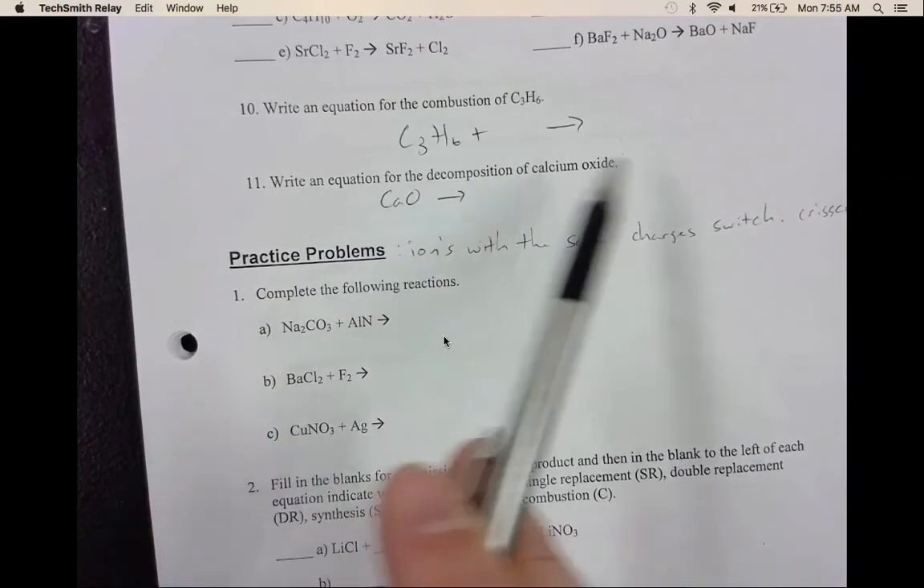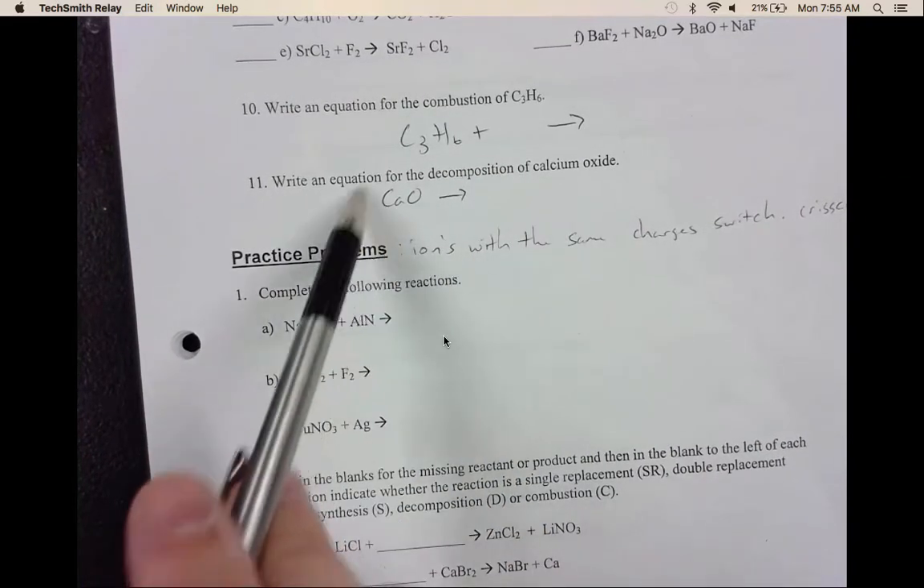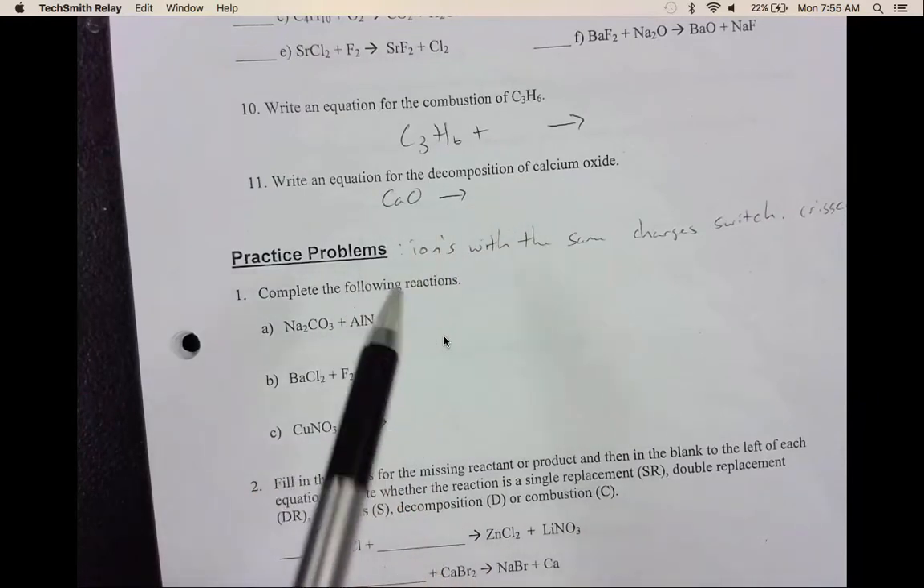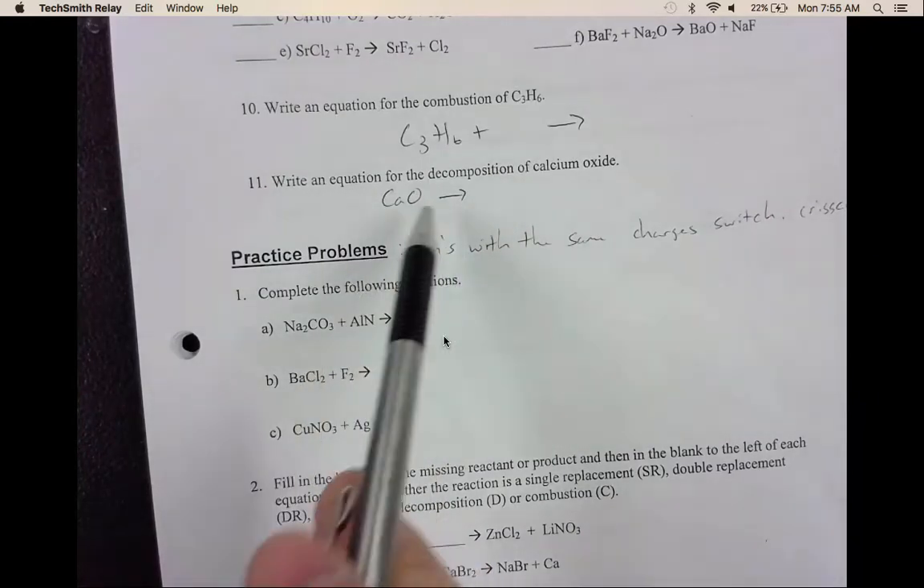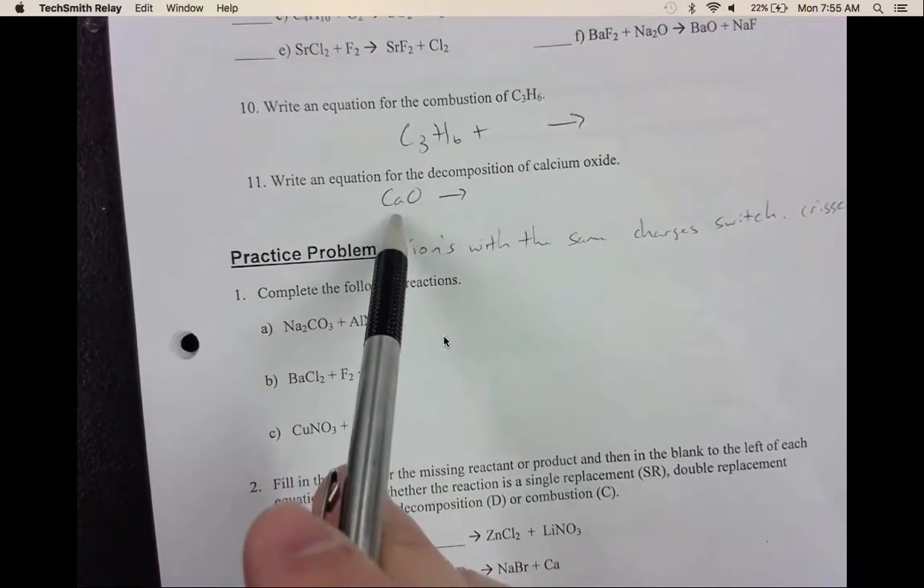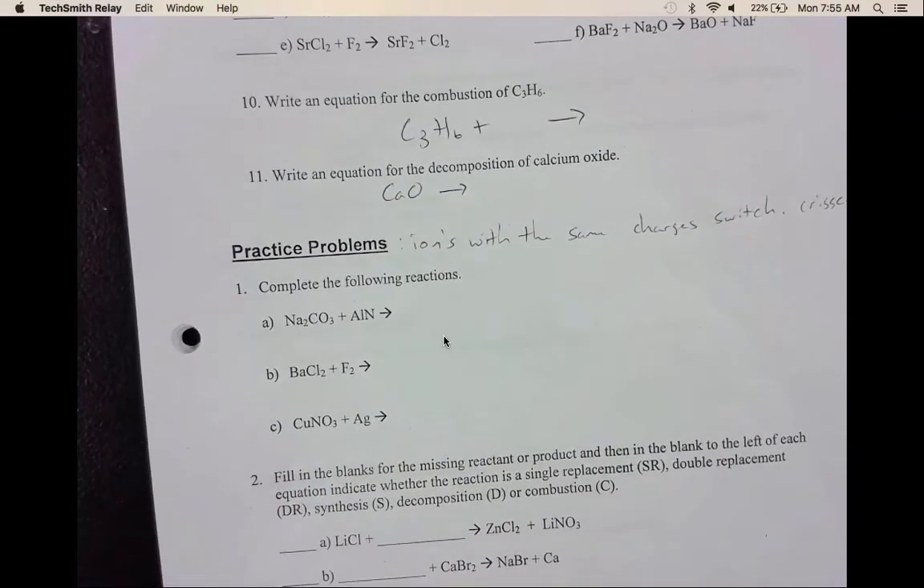Remember, it tells us decomposition, calcium oxide. So this is calcium oxide, CaO. Remember, decomposition is the splitting into two products. So what two products could this split into?